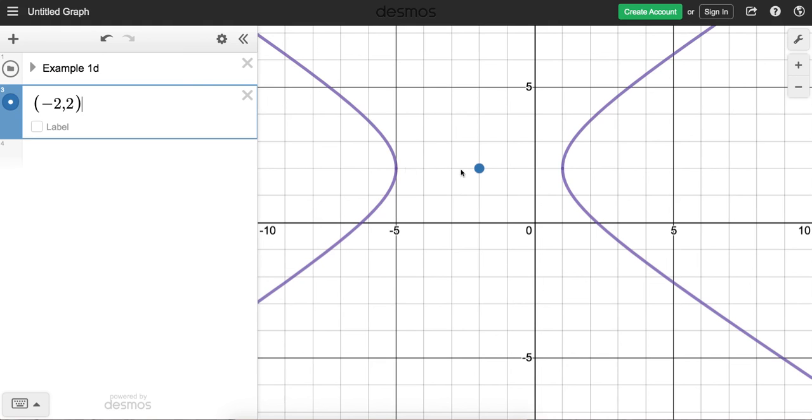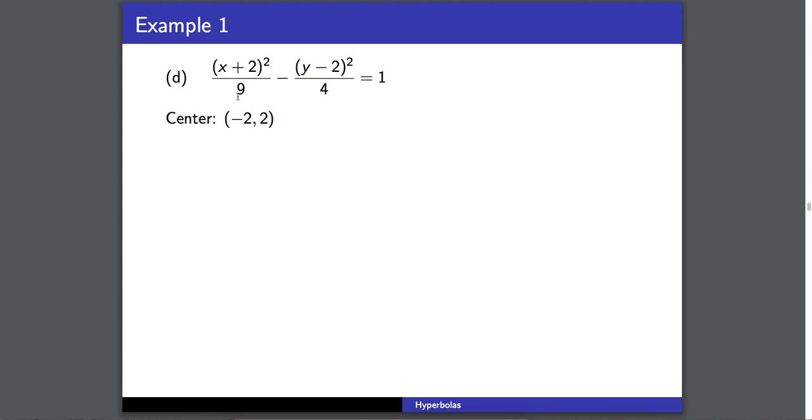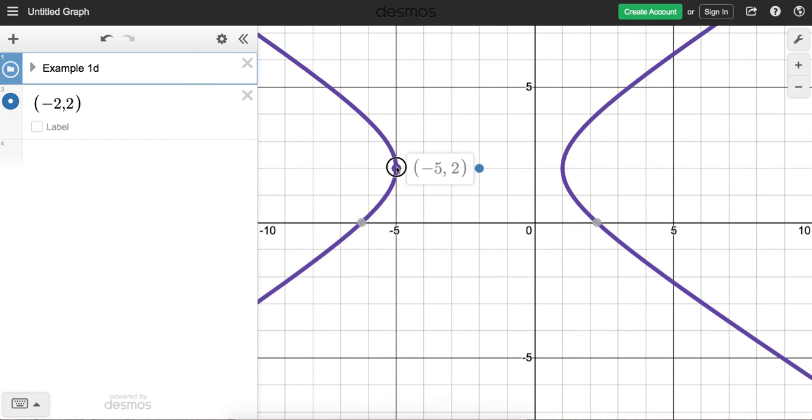And because we're going left and right, we're going to add and subtract the value of a to the x-coordinate of the center. So we're going to have to go 3 spaces to the left and 3 spaces to the right. Again, a squared is 9, which makes a plus or minus 3. You're going to add and subtract 3 from the x-coordinate of your center, and that gives you (-5, 2) and (1, 2). Subtracting 3 from our x-coordinate, we get (-5, 2). And then adding 3, we go to the right, (1, 2).